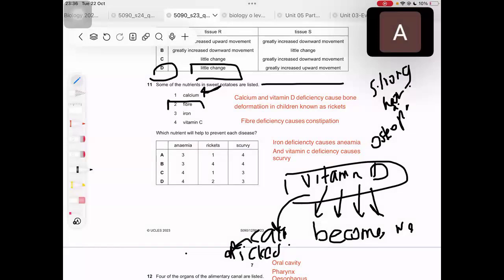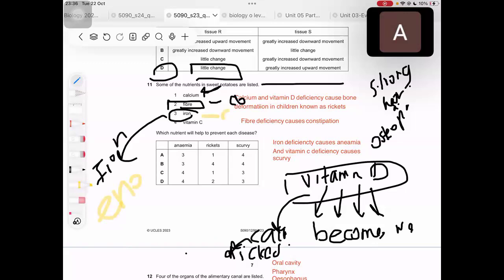And without fiber, you will have constipation. When you don't have enough iron, you know iron is a major component in the pigment hemoglobin, and without iron this hemoglobin cannot be produced. That means the production of red blood cells will also decrease. Therefore, that person will not have enough blood. This condition is what you refer to as anemia.